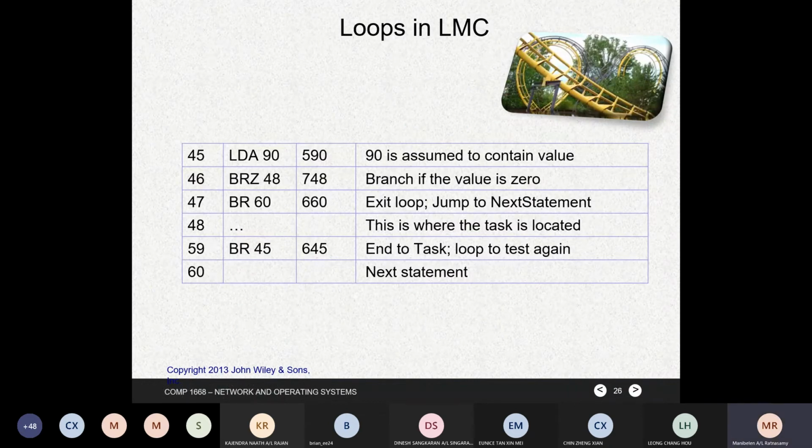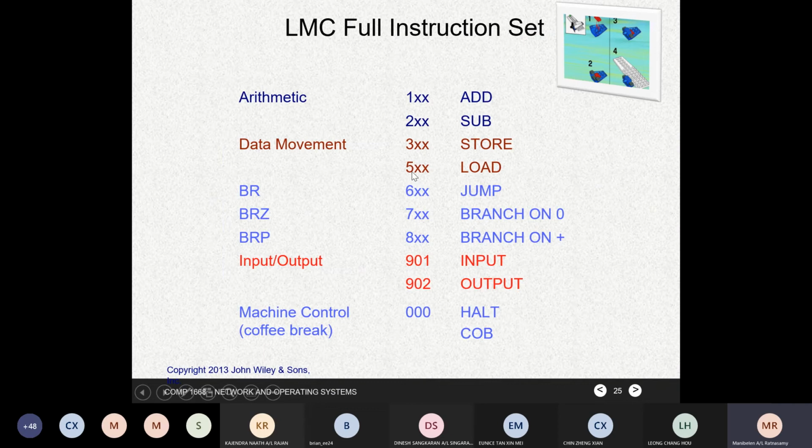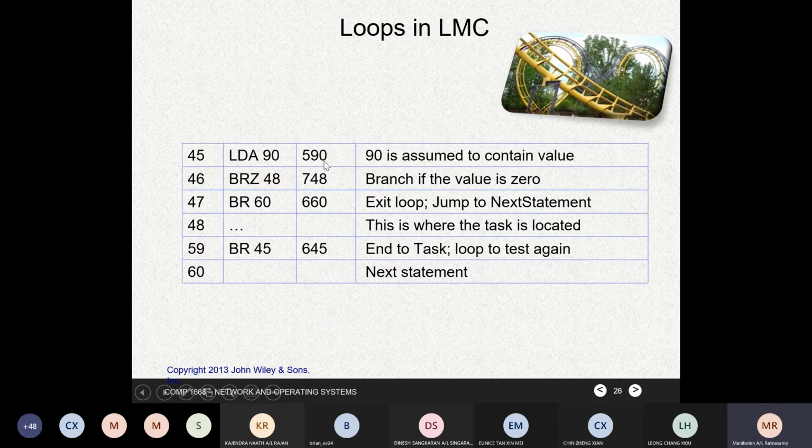Okay, loops in LMC. Load 90 means you load the value at mailbox 90, for example. That is the meaning. 90 is assumed to contain some value. The mailbox 90 will have some value. Or if you use numbers, code, you can use 590 because 5 is load. So 590 means load mailbox 90.